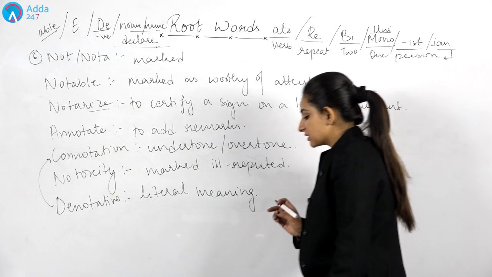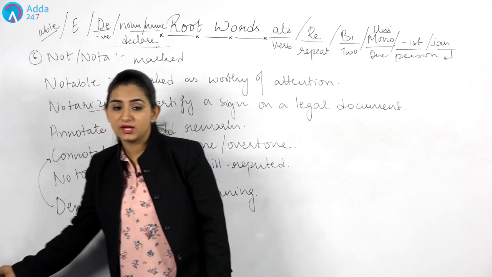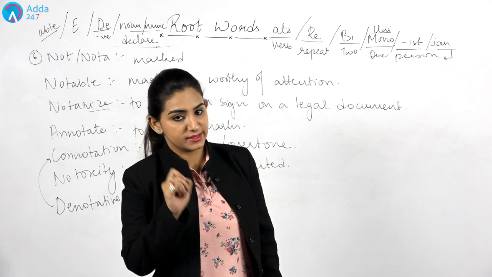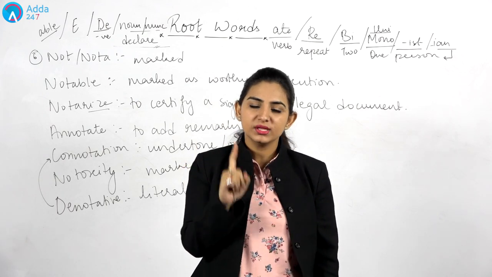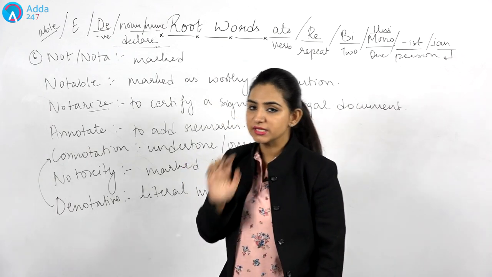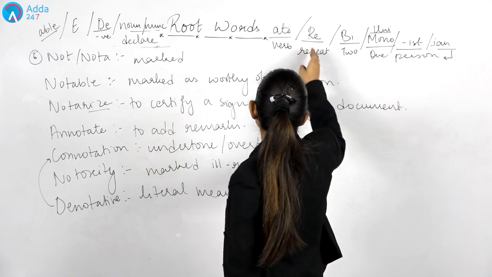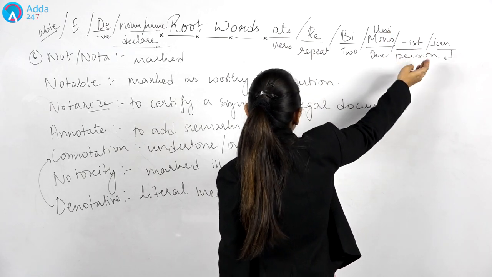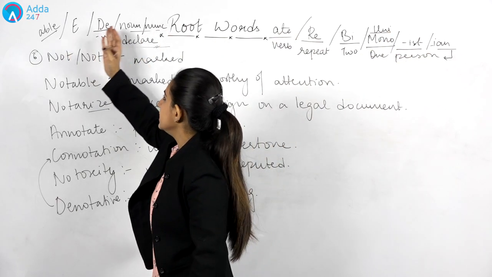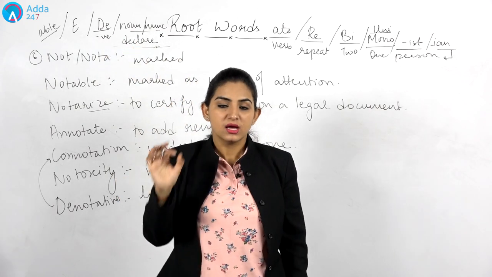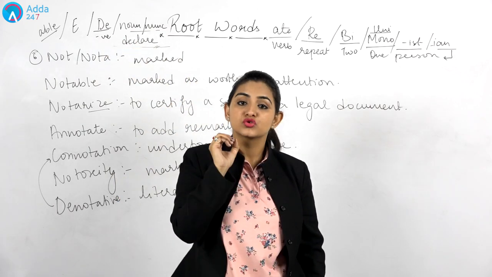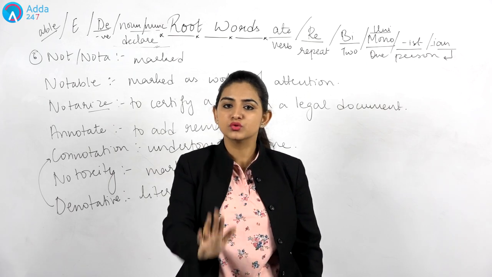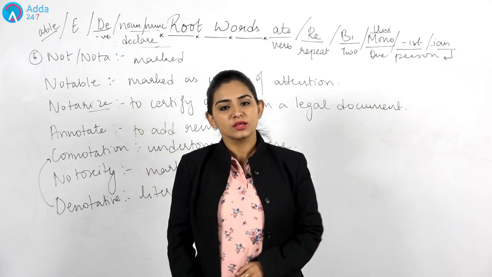So I hope you must have understood the meaning of the words that have been taught to you till now in this session. With this, I would like you to make at least 5 words out of each of these: re, bi, mono, uni, ist, ian, able, e, d, nouns and nuns. Apart from these, I would like you to make 5 words out of each root word that you've just learned today.